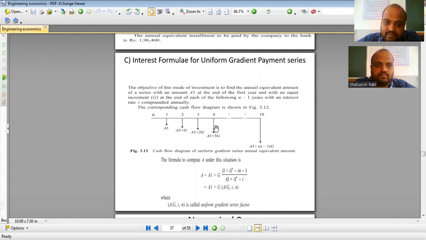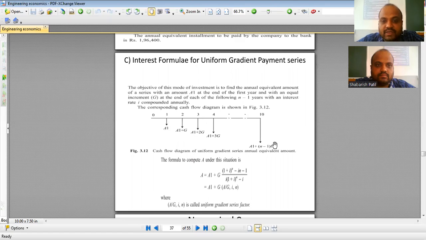Now here, if we want to derive the expression, it is to be considered as a rectangle with A1 value and then the subsequent increase as a triangle. With that, it's possible to calculate the equivalent A, that is, the equivalent annuity. But let us not bother about the derivation. I'm just directly giving you the formula.